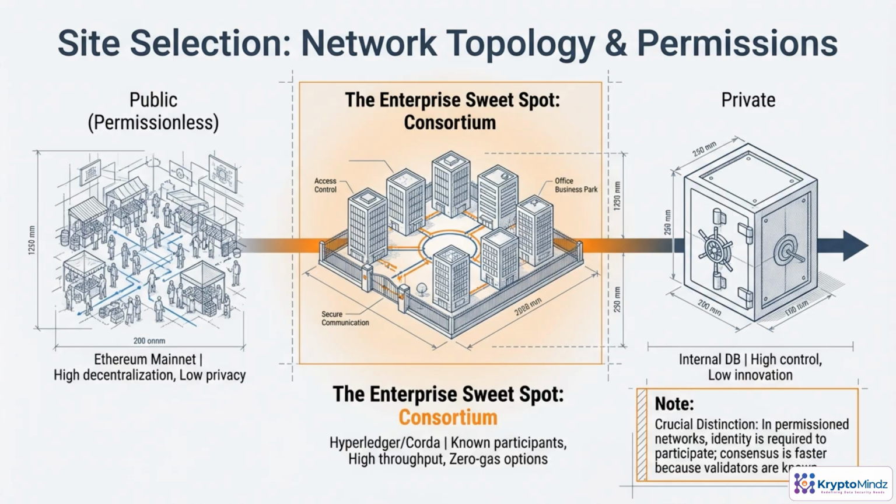The practical middle ground is a consortium network, a permissioned blockchain where participants are known, identities are verified, and validators are pre-approved. This identity layer makes consensus faster, enables higher throughput, and still delivers a shared tamper-evident ledger across organizations.